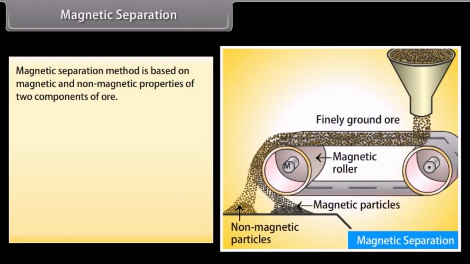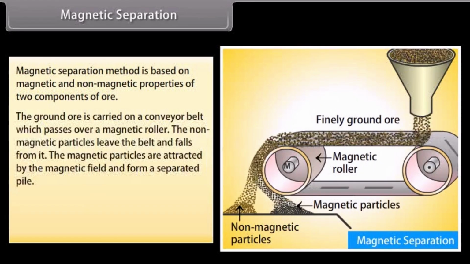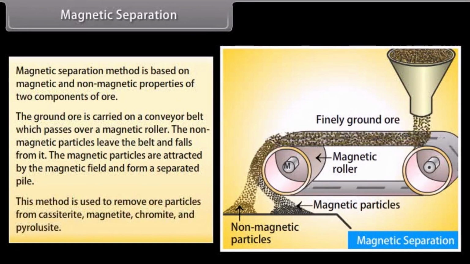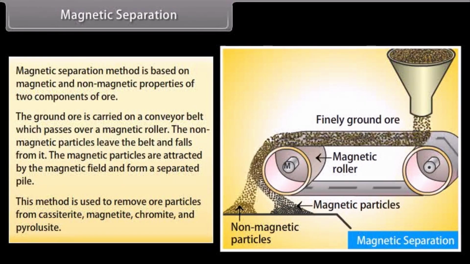Magnetic separation. Magnetic separation method is based on magnetic and non-magnetic properties of two components of ore. The ground ore is carried on a conveyor belt which passes over a magnetic roller. The non-magnetic particles leave the belt and fall off from it. The magnetic particles are attracted by the magnetic field and form a separated pile. This method is used to remove ore particles from cassiterite, magnetite, chromite, and pyrolusite.